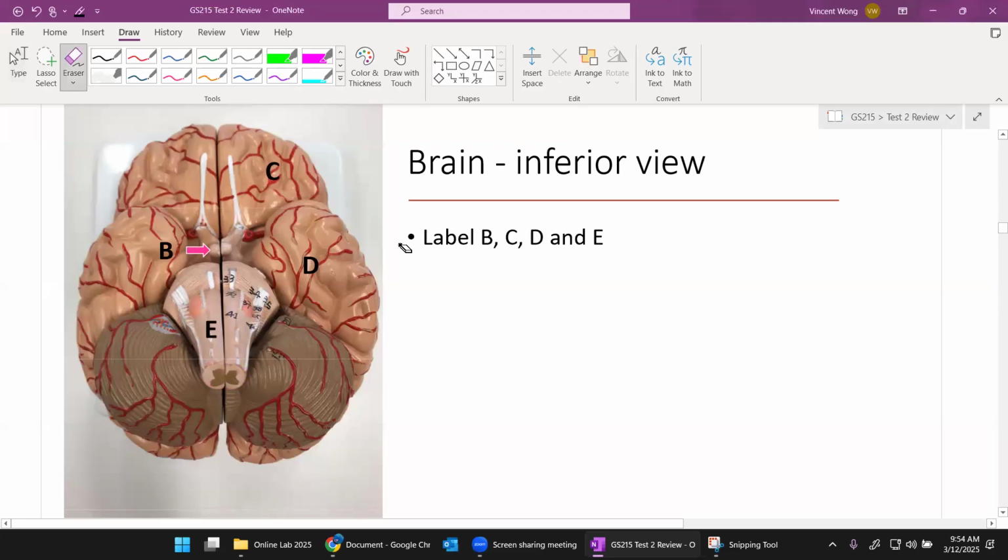Okay, let's label B. B is right here. That would be the pituitary gland.